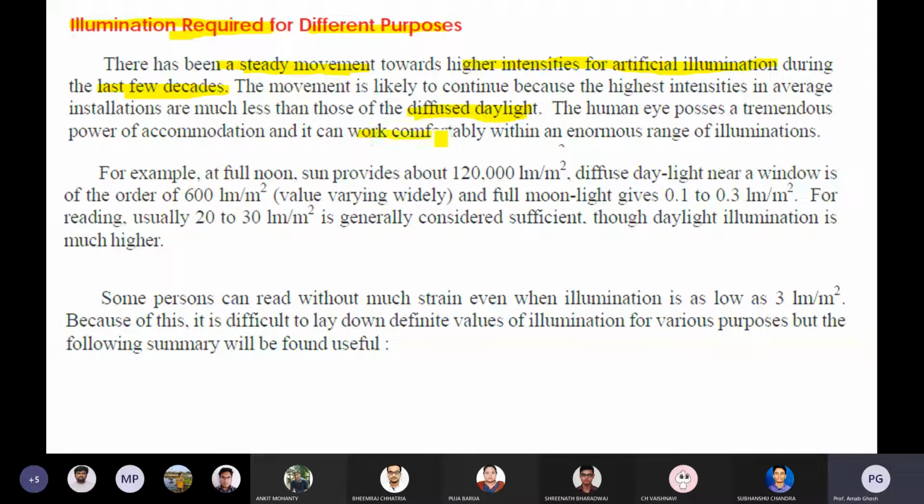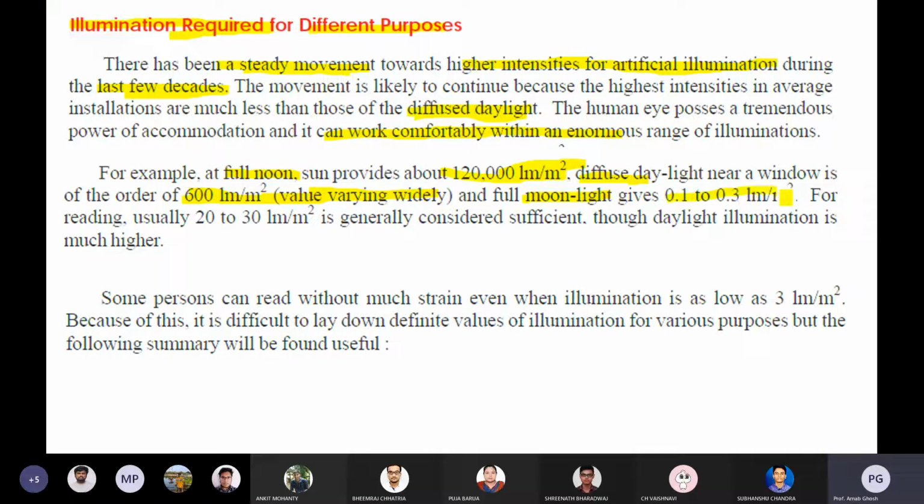Diffuse daylight at a window is of the order of 600 lumen per meter square. So that value is less, 600 lumen per meter square, and that's why we are using glass windows. A full moon night gives 0.1 to 0.3 lumen per meter square. For reading, usually 20 to 30 lumen per meter square is generally considered sufficient. So as per our visualization, how much lumen per meter square? That is 20 to 30 lumen per meter square.